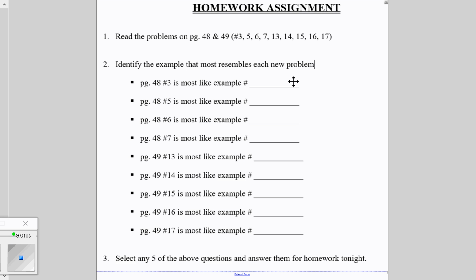Okay? At the end, you're going to choose any 5 of the problems to actually solve for homework tonight.